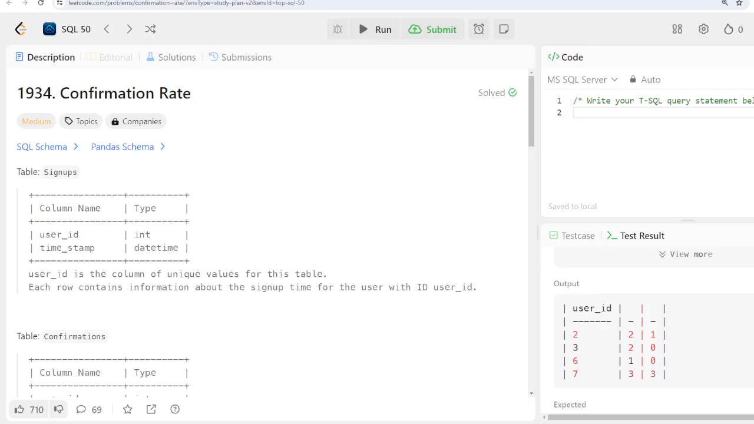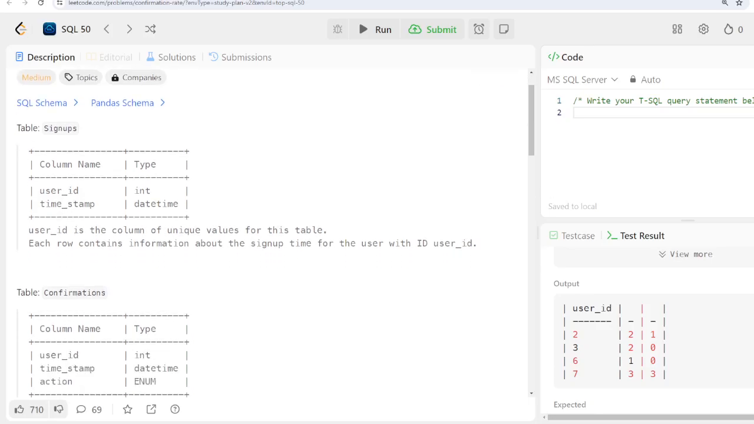Today we are going to solve another SQL problem from LeetCode website, and the name of this problem is confirmation rate. And today is our day 60 of 100 days of SQL challenge, where I will be solving one question each day. And I hope you guys are also solving one question with me to practice SQL. And we are doing SQL 50 series, and this is a medium level problem. So let us read the problem and try to solve this.